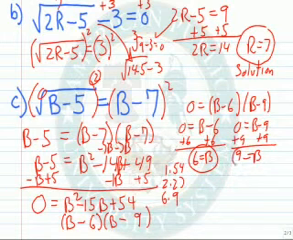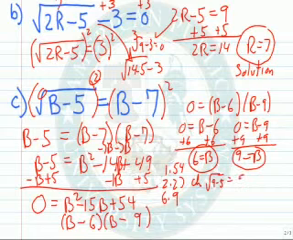However, we better go back and put them into our original equation. If we put 9 into here, as our check we have the square root of 9 minus 5 equals 9 minus 7. 9 minus 5 is 4, the square root of 4 is 2, so 2 equals 2. So 9 works. Let's try 6.